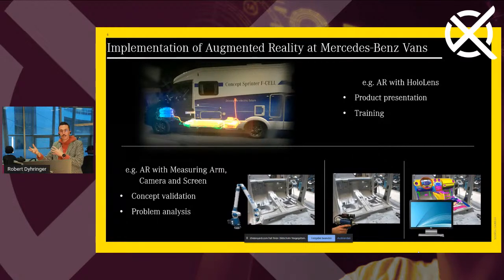Of course, we cannot use mostly the HoloLens in engineering situations because the accuracy is not that high. So we use different systems there, like a measuring arm, like you know from the measuring departments. We attach a camera to it. And by that, we actually have a 100% accurate position of the camera, of the view of the camera.